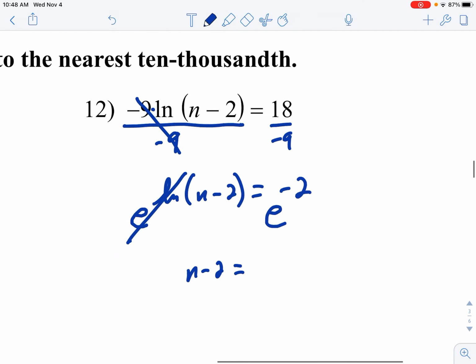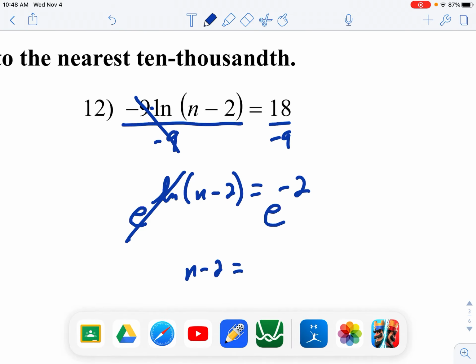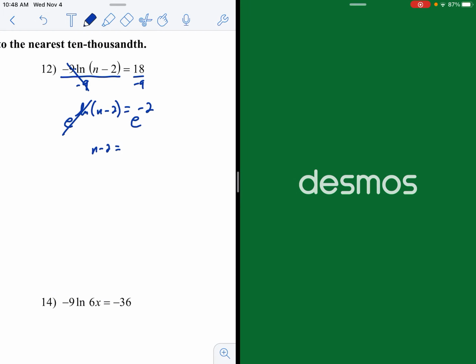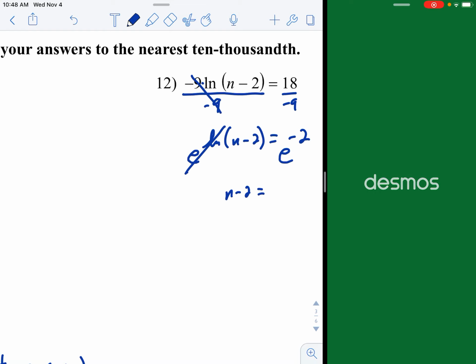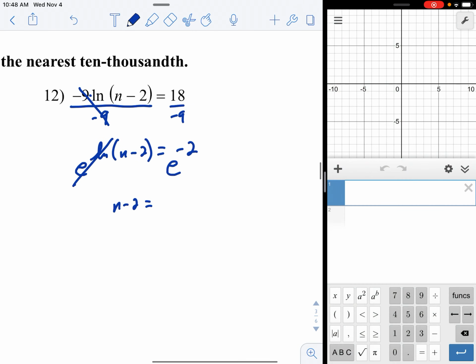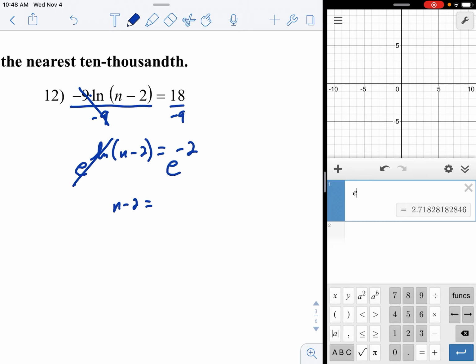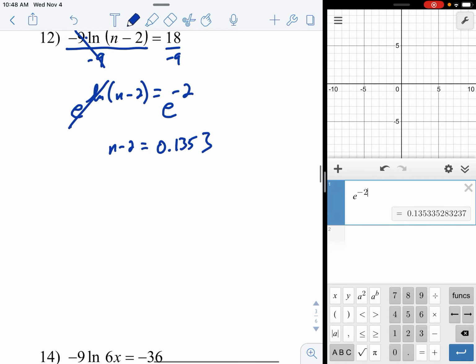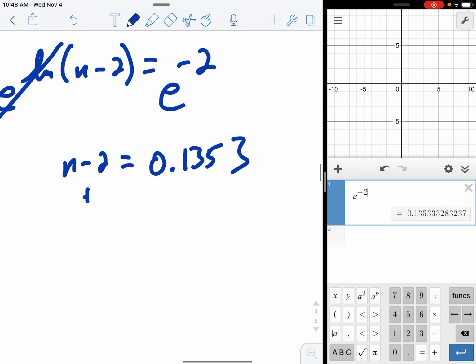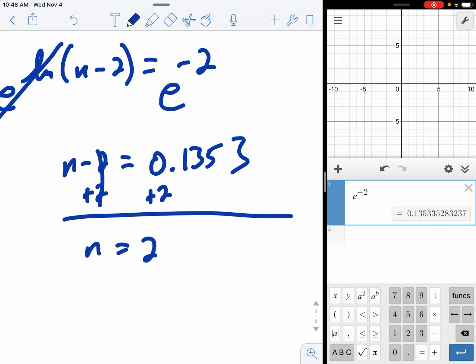Now, I do not know what e to the negative 2 power is. That's why we have calculators. So here goes. I hit the alphabet button, letter E, hit the numerical keyboard button, raised to the negative 2 power. 0.1353. Now to finish this problem off, to isolate n, I'm going to have to add 2 to both sides. Adding a whole number with a decimal is pretty easy.